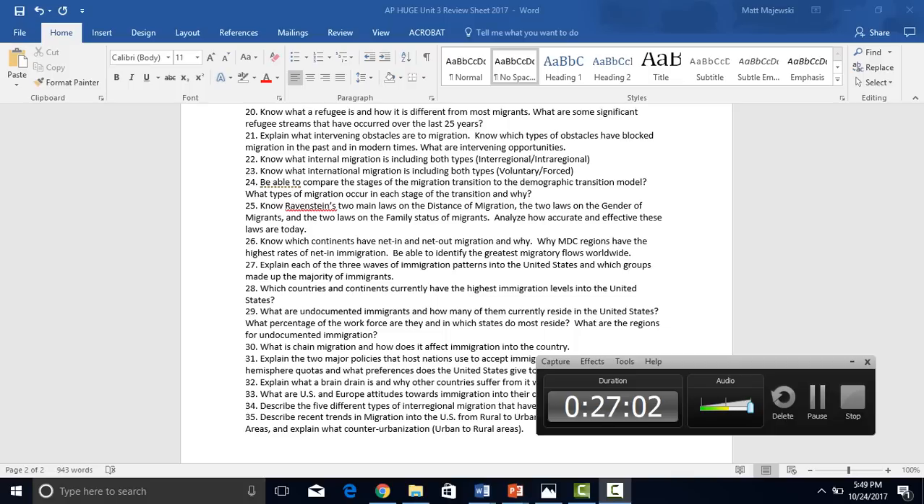Number 26, know which continents have net in and net out migration and why. Well, the net in continents, right? So the regions that are net in: North America, the United States and Canada, big destinations. Oceania, right? Australia, New Zealand, big destinations. Other net in regions: Europe, especially Western and Northern Europe, huge net in regions as well. The Middle East is actually net in because they're attracting so many workers from other areas in order to help them rapidly build and meet the needs of those populations in that area.